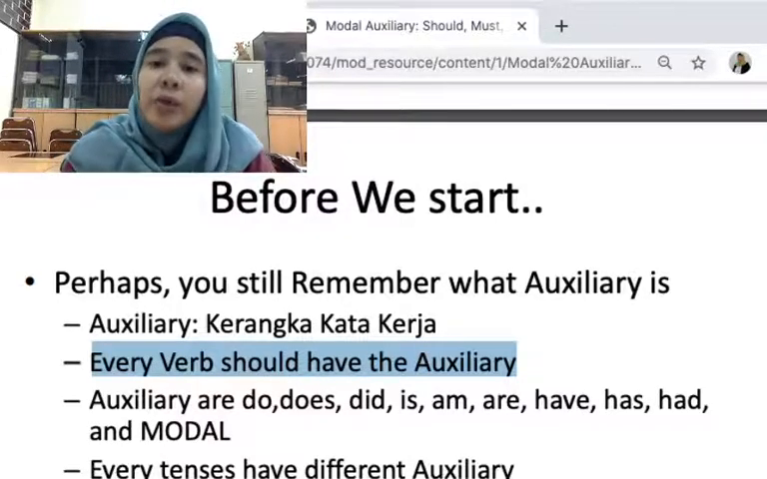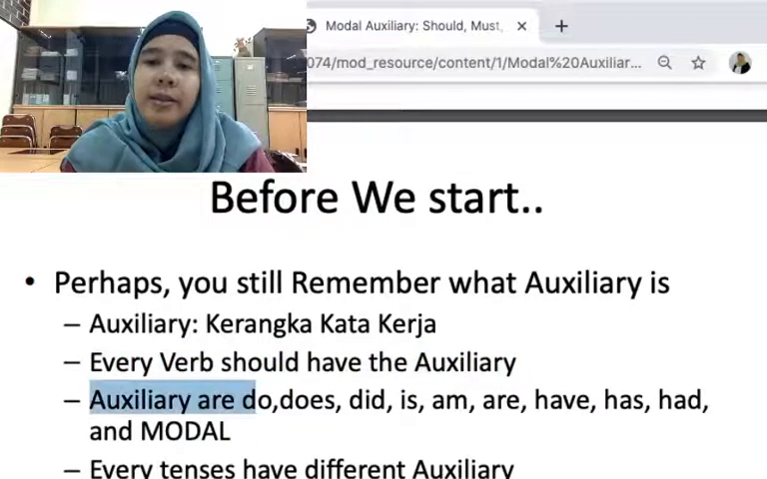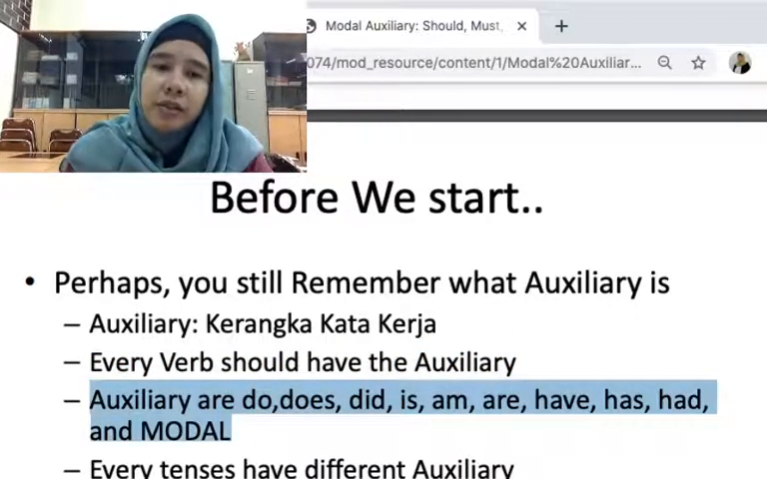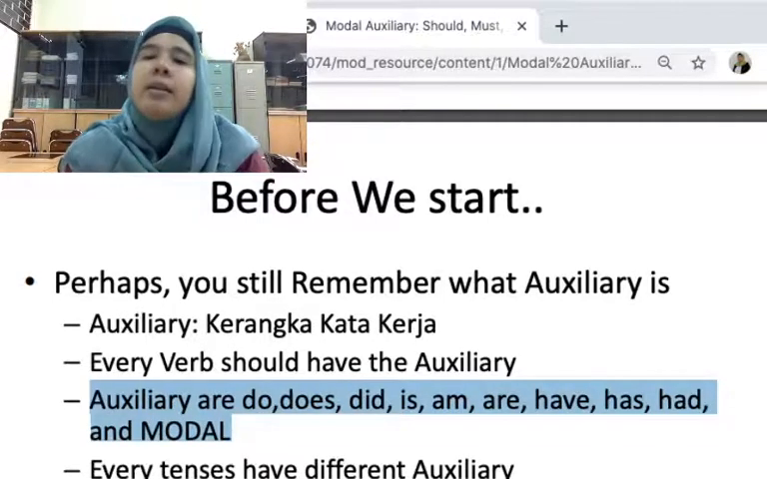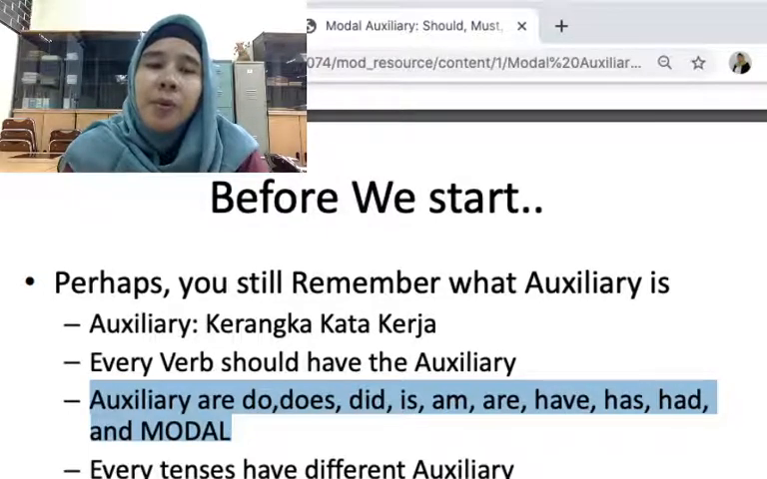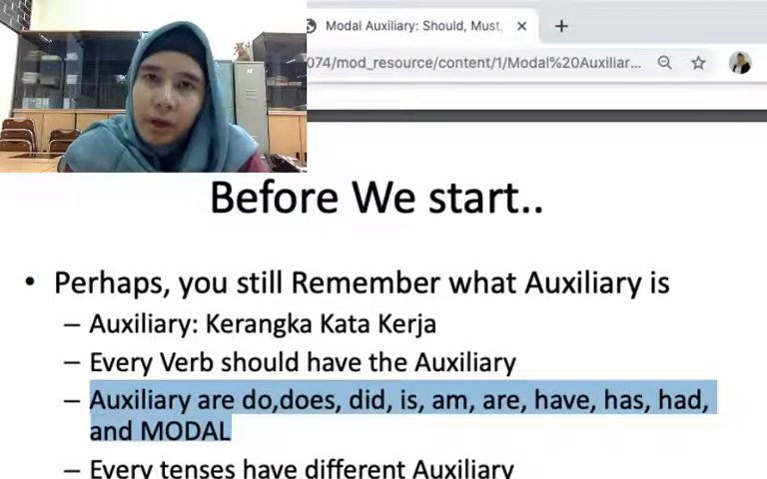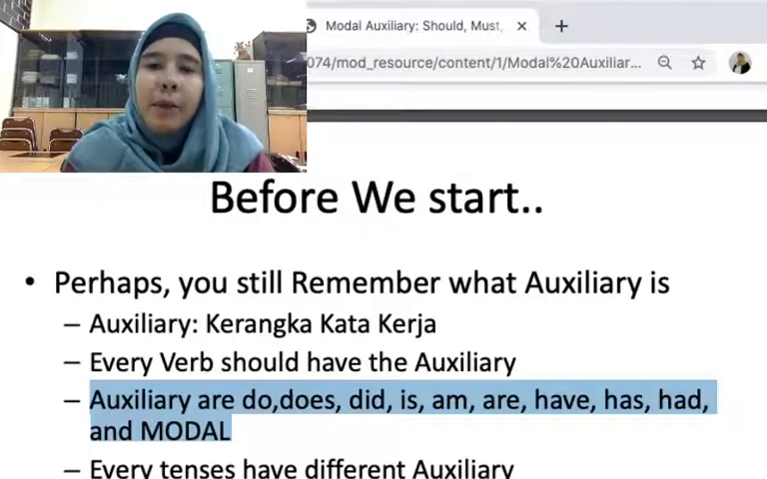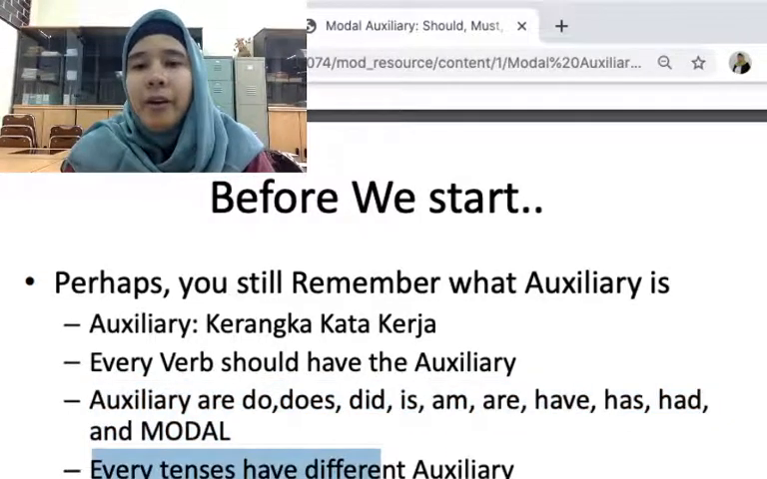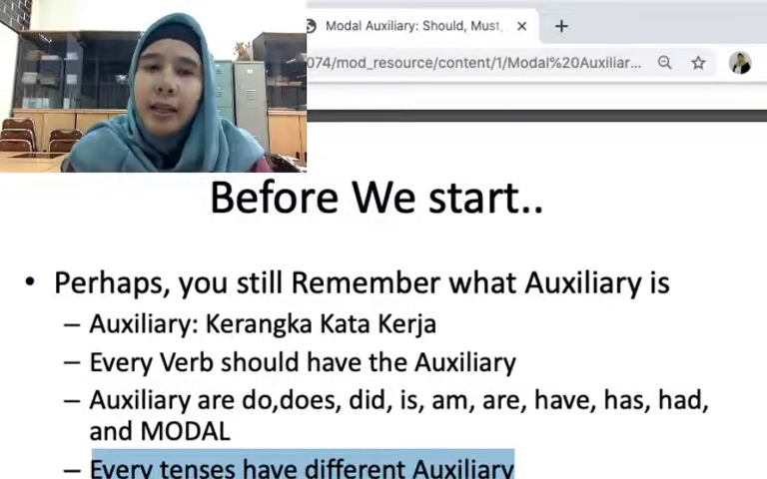Okay, what are the auxiliaries? This is the form of the auxiliary. You have do, does, is, am, are, has, have, and also modal. And we are talking about the modal auxiliary today. Remember, every tense has a different auxiliary. We have 16 tenses in English, and every one of them should have a different auxiliary.